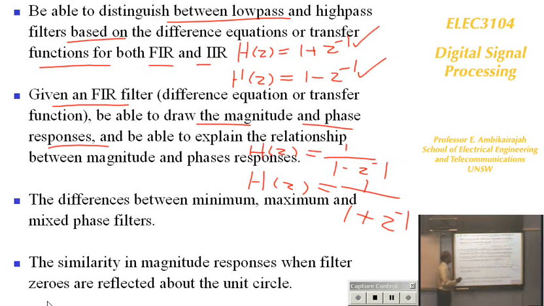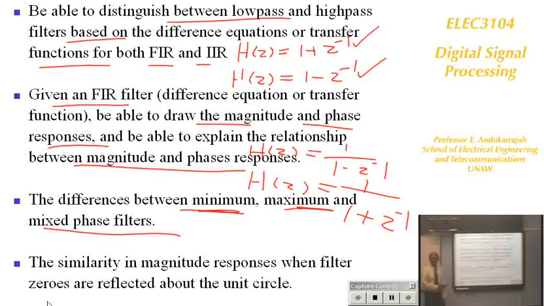Given an FIR filter, you should be able to draw the magnitude and phase response. We have looked at that, and then explain the relationship between magnitude and phase responses. You know when the magnitude response goes to 0, there's a phase change on the phase response. You have done that, and you should be able to do that. Then you should know the difference between the minimum, maximum, and mixed phase filters. You should be able to demonstrate examples, and then look at their magnitude responses when the filter zeros are reflected about the unit circle.